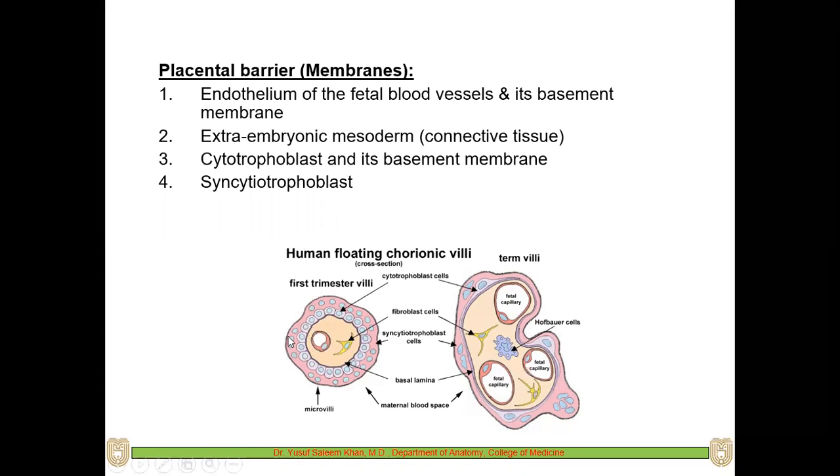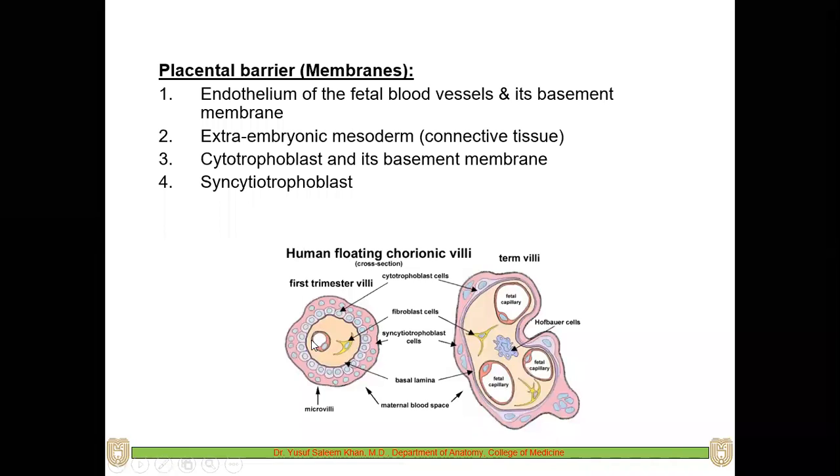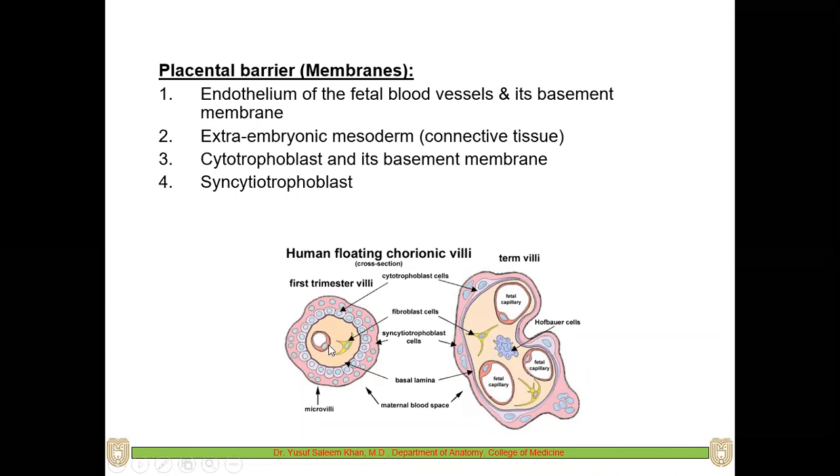So I will repeat once again. The first layer is the endothelium of the fetal blood vessel. As I said, this is the fetal blood vessel, so the endothelium lining the vessel cells and its basement membrane. Then the second is the extra embryonic mesoderm, which is nothing but the connective tissue. Then we have the cytotrophoblast cells here and its basement membrane. And outside we have the syncytiotrophoblast.